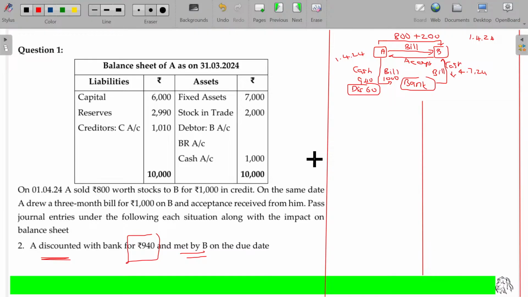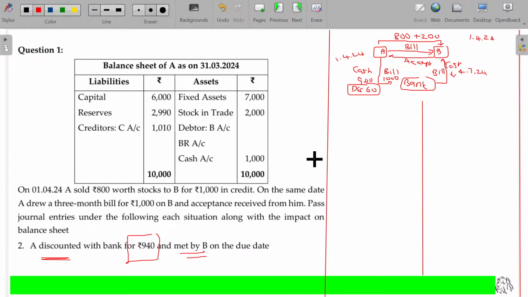4/7/24. The banker says, I give the cash for the bill on 1/4/24, but I'm encashing this only on 4/7. Three months later, as I'm doing the banking business, I need interest. For the delay of the three months, you have to give me the interest. So the interest is subtracted and A gets 940 today itself. He is pretty happy because he gets the money today itself.